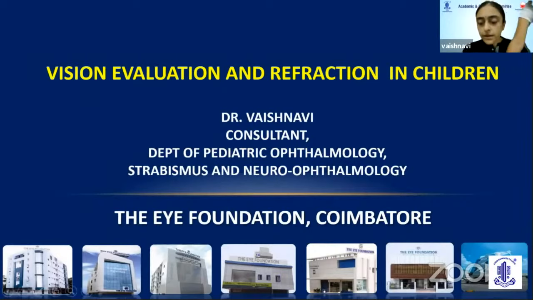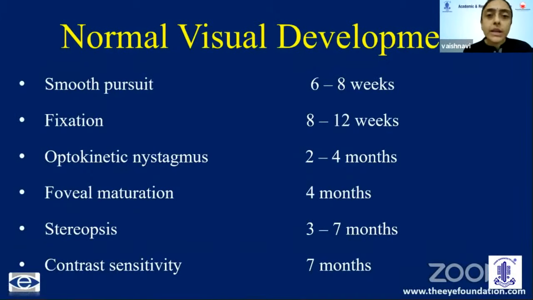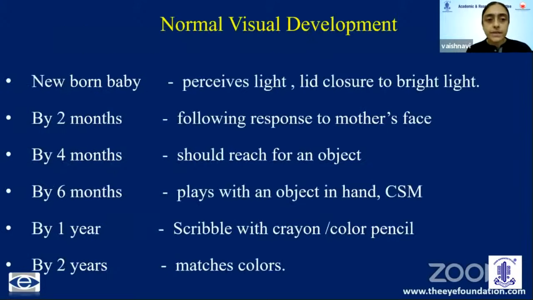So good evening, everybody. I'm here to talk about vision evaluation and refraction in children. Before we proceed to the vision evaluation, let us quickly recap normal visual development. Fixation occurs at around 8 to 12 weeks, optokinetic nystagmus at around 2 to 4 months, foveal maturation at around 4 months, and stereopsis and contrast sensitivity at around 7 months.